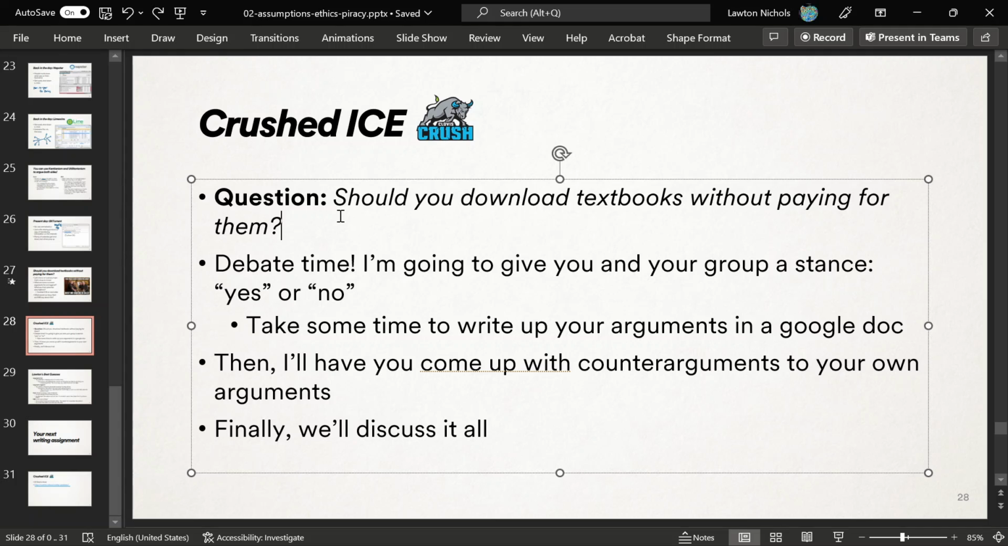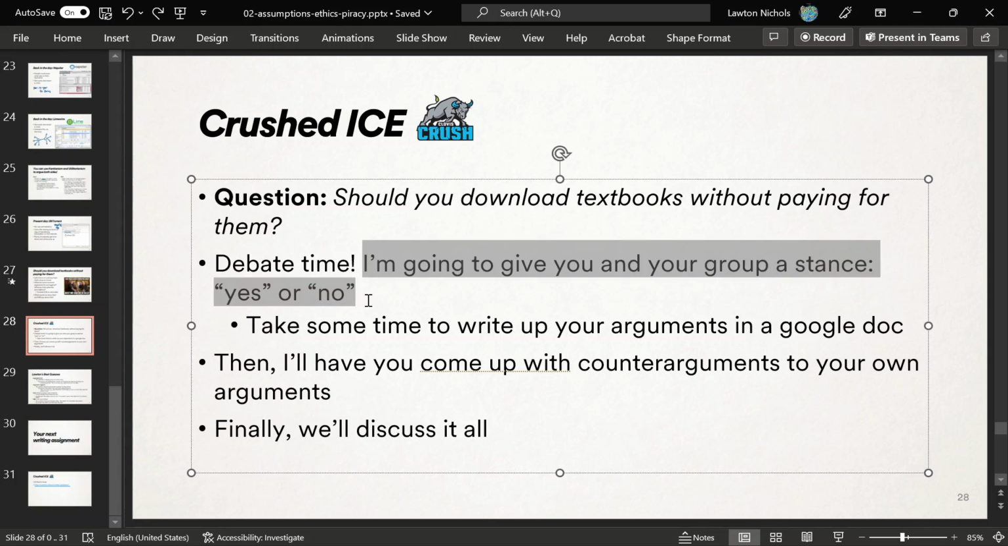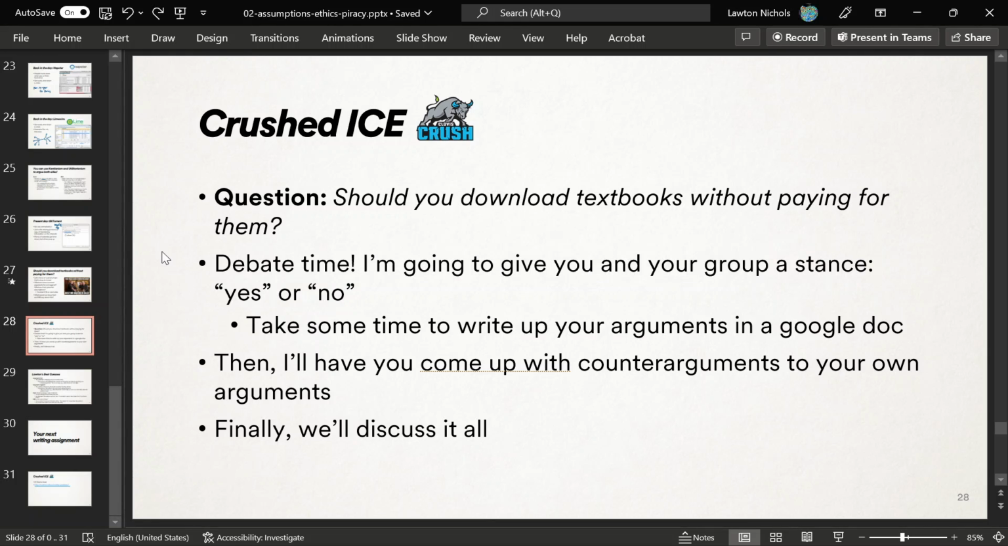So should you download textbooks without paying for them? That's your ethical question. And here is how I want you to do this debate. I'm going to give your group a stance, okay? I'm going to say that every odd-numbered group has to say, yes, you should be able to do this. If you're an odd group, your answer is yes. I'm forcing you to think that way. If you're an even group, your answer is no. I'm forcing you to say otherwise, okay?